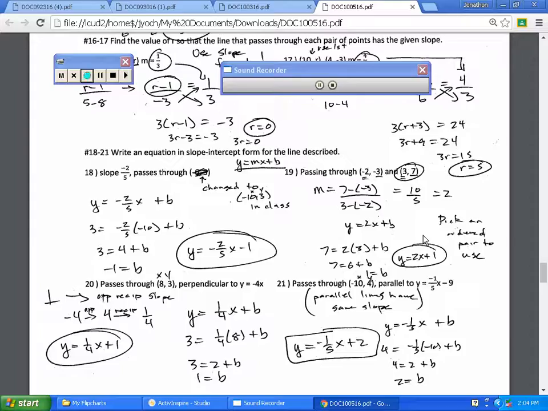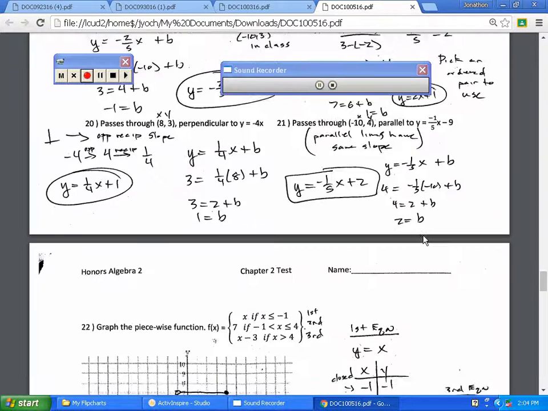Parallel lines have the same slope in 21. Y equals a negative 1/5 x plus b. It has the same slope. Plug in negative 10 for x, 4 for y, and you get b is 2.